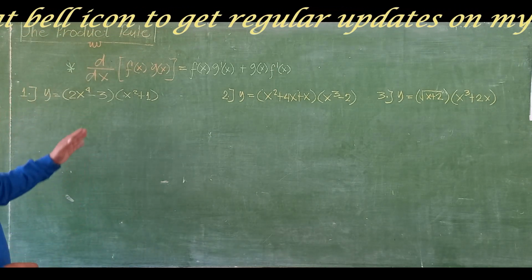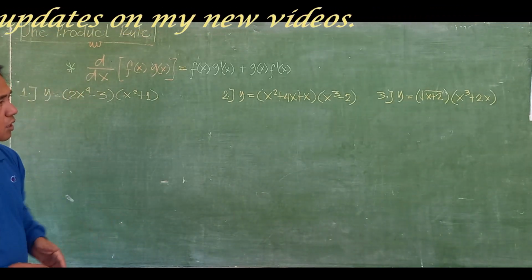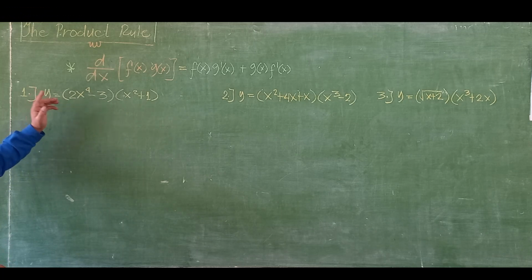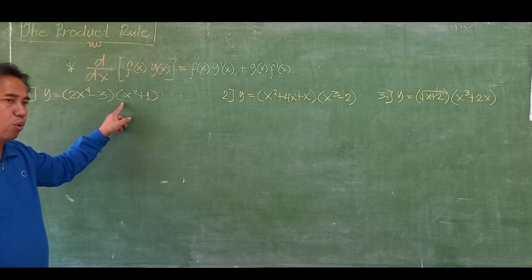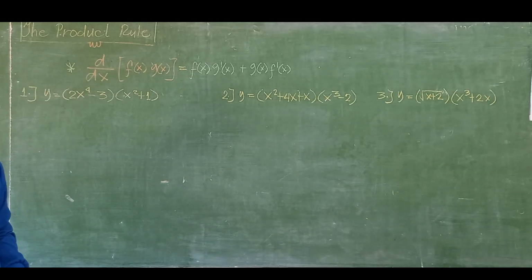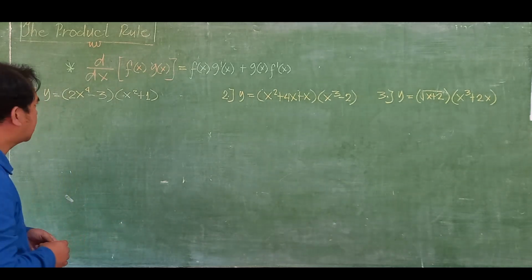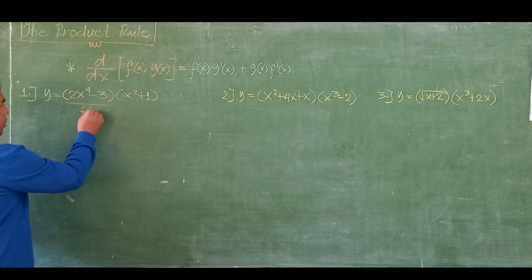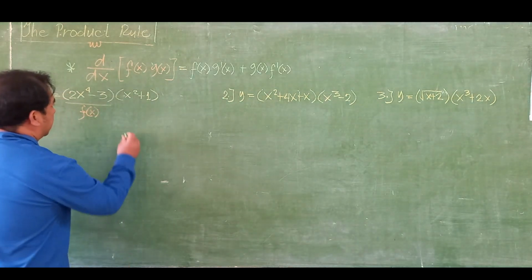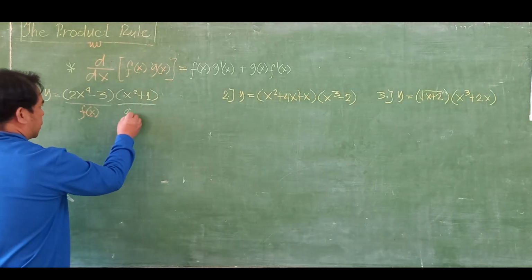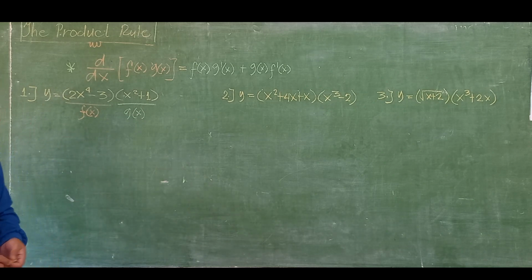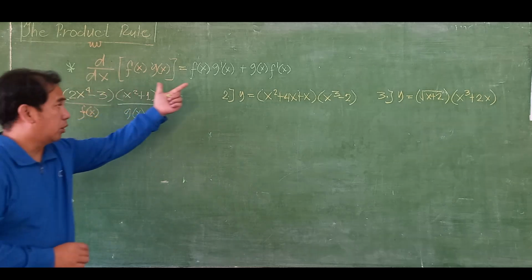Now, to understand further the product rule, let's try to illustrate. We have at least 3 problems. What is the derivative of the product of these two? y is equal to the quantity 2x raised to 4 minus 3 multiplied by the quantity x raised to 2 plus 1. When we apply the product rule, we have to identify our multiplicants. This first multiplicant is our f of x, and the other one is the g of x. After identifying the multiplicants, that's the time we're going to apply this notation.